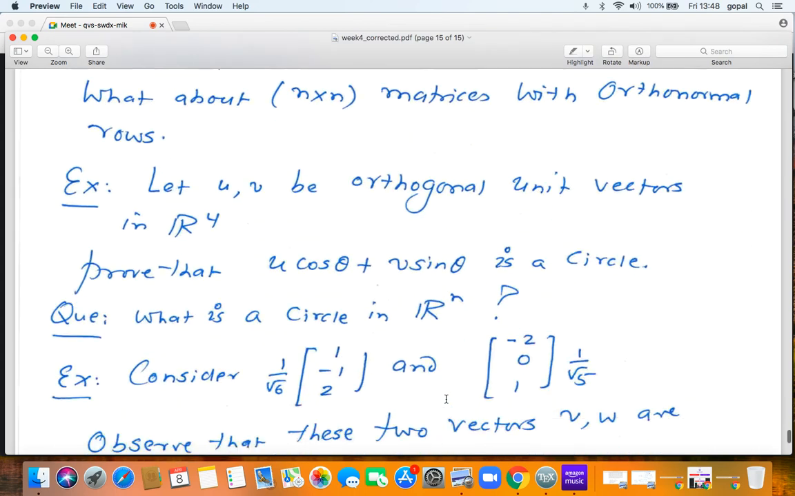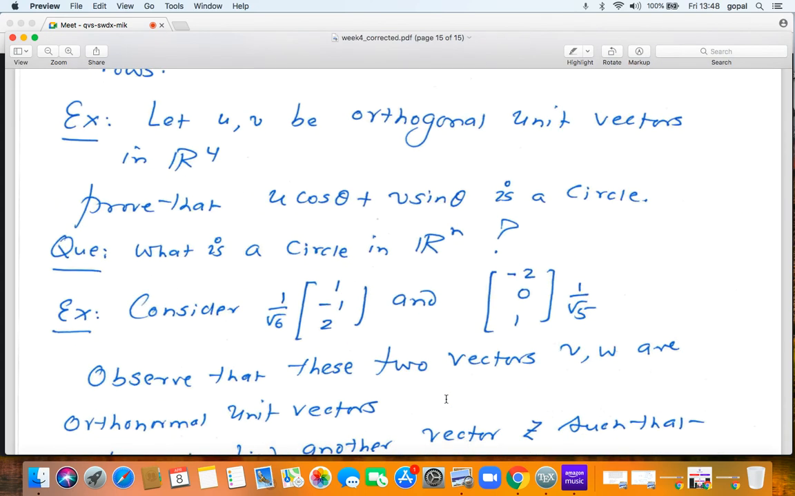The next exercise. Let U and V be orthogonal unit vectors: two vectors which are mutually perpendicular, and they are unit vectors. Prove that U cos theta plus V sin theta is a circle. Now, what exactly is the dot product U dot U? U dot U, or norm U squared, is the square of the distance of the point from the origin. Suppose U is x1, x2, x3, dot dot dot, xn. By the distance formula, this is x1 squared plus x2 squared plus dot dot dot plus xn squared. That is U dot U.